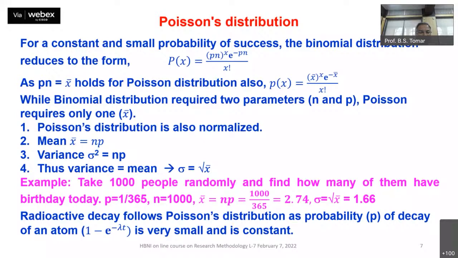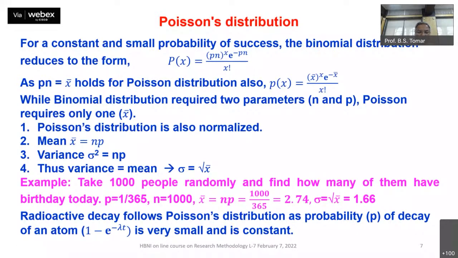And in radioactivity decay, radioactive decay also follows the Poisson's distribution. The probability of decay of an atom is 1 minus e raised to minus lambda t. The e raised to minus lambda t is the survival probability. So the decay probability is 1 minus that. And it is very small and it's constant, assuming the half-lives.